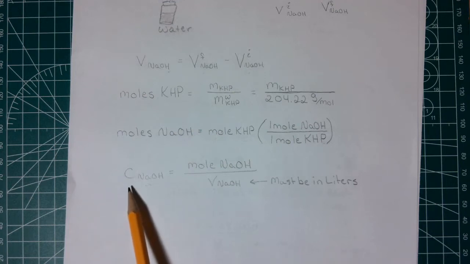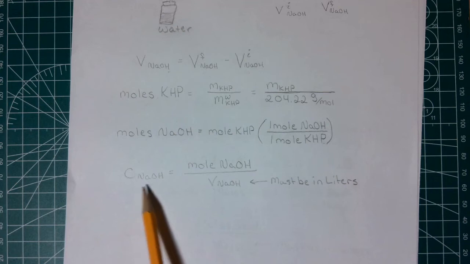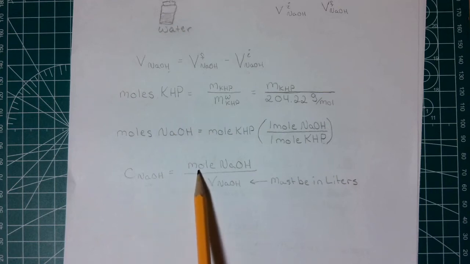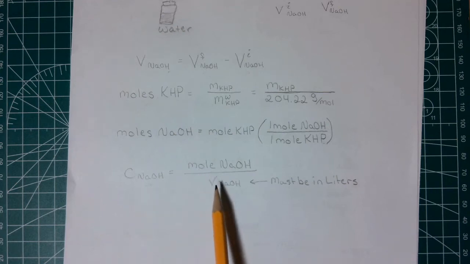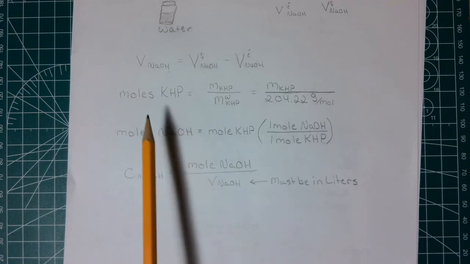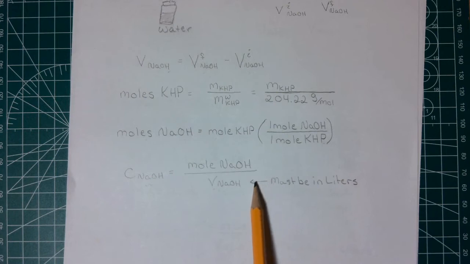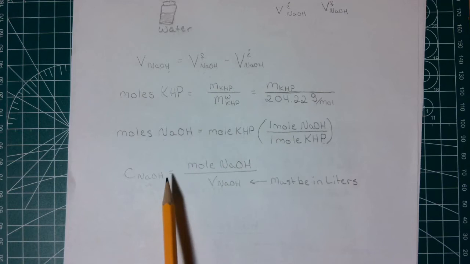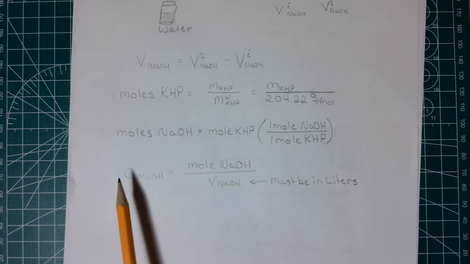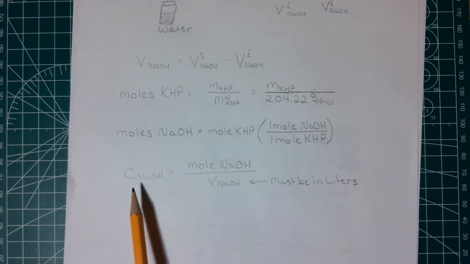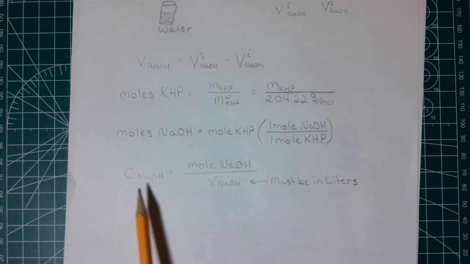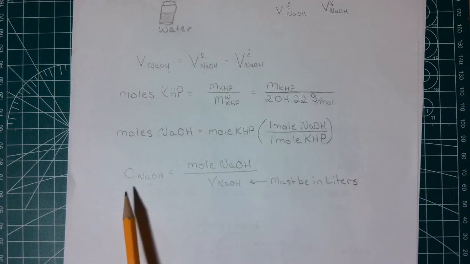Finally, we can figure out the concentration of our sodium hydroxide by taking the moles of sodium hydroxide and dividing it by the volume of sodium hydroxide that we initially calculated. We are going to have to do a conversion here because this volume must be in liters in order to get molarity for our concentration of sodium hydroxide. You're going to do this 3 different times, and you're going to take an average of those 3 trials to give ourselves a really good value for the concentration of sodium hydroxide.